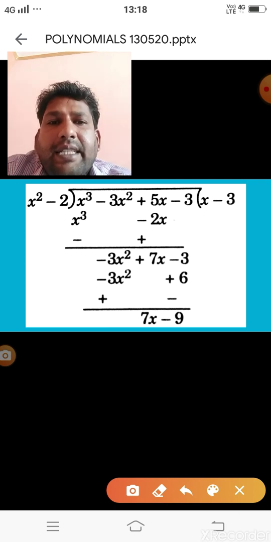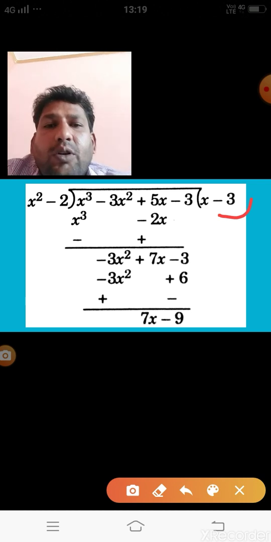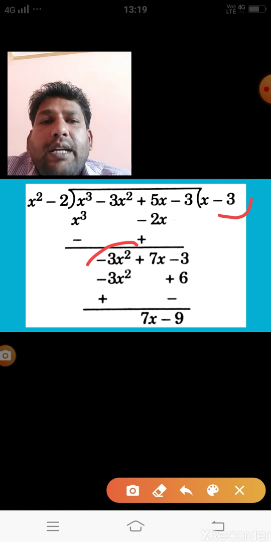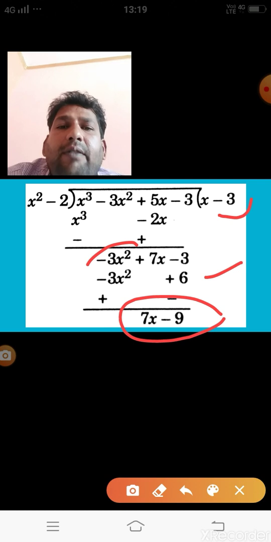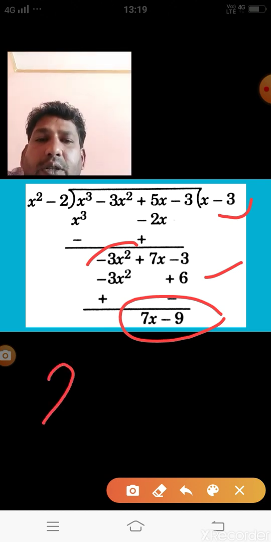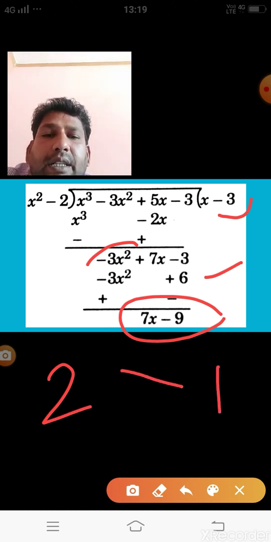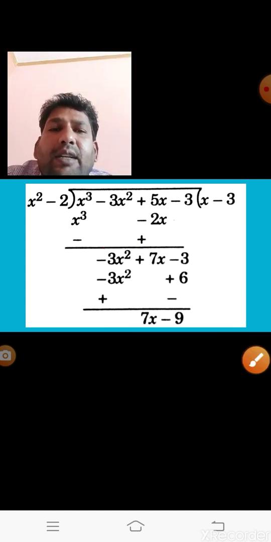Then here I have the next step. The second quotient I get here is minus 3, because we have to make minus 3x square. Then x square into minus 3 we get minus 3x square, and minus 2 into minus 3 we get plus 6. On solving we get the remainder as 7x minus 9. If you observe the degree, the divisor degree is 2 but the remainder degree is 1, and 1 is less than 2. Now the degree of the remainder is less than the degree of the divisor.